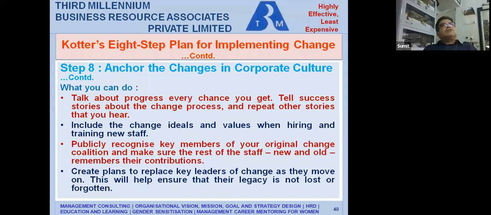Also, there is a concept of archiving. It means do not reinvent the wheel. The new people should not again rework on what has already been done. So it should be documented properly.